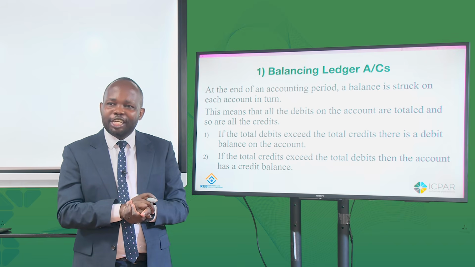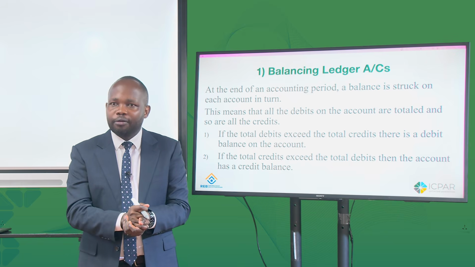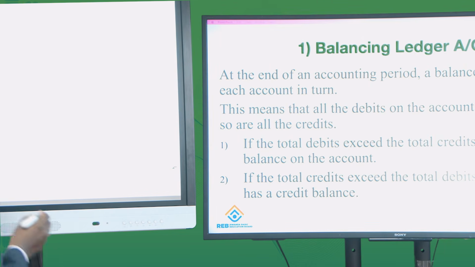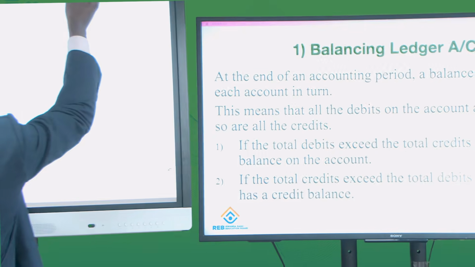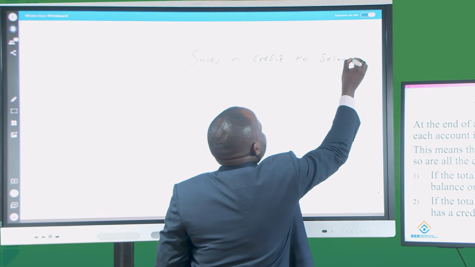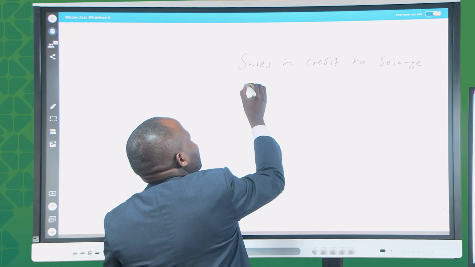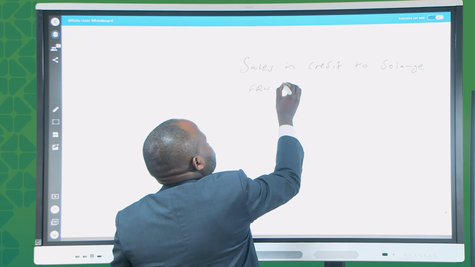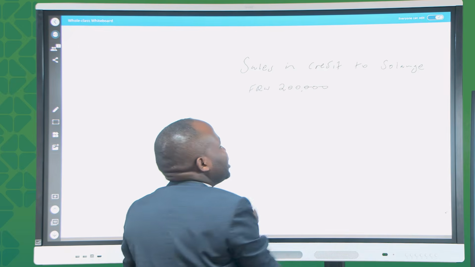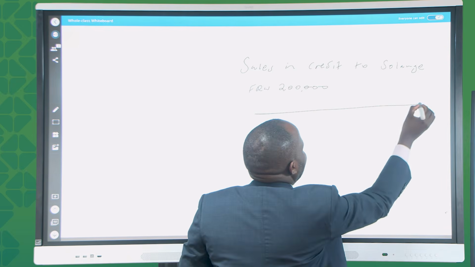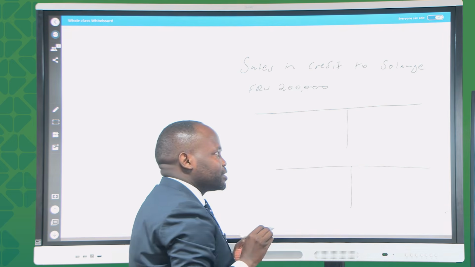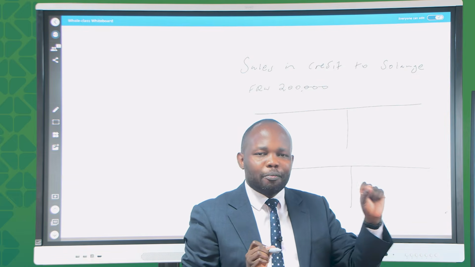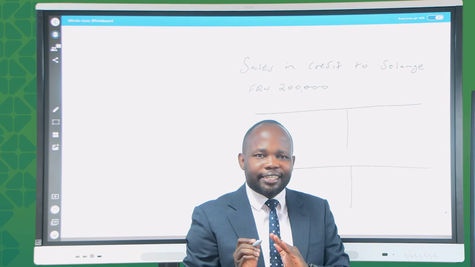Take note that a ledger is a T account. For example, when we make sales on credit to maybe Solange, and the sales are maybe worth 200,000, there are 2 ledgers, 2 T accounts, we will prepare. Remember, we said for every transaction, there is a debit entry and there is a corresponding credit entry.